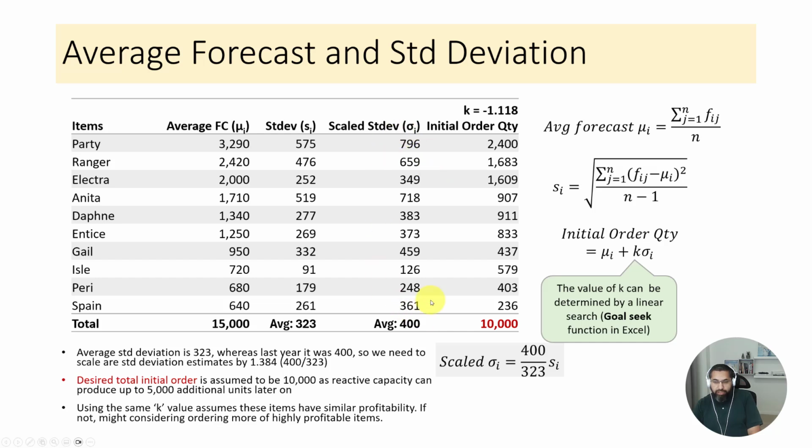So I rescale the standard deviations, and now after rescaling, when I take an average of this column, I get 400, which matches the historical standard deviation. Okay. Now that I have the average forecast and the standard deviations correctly scaled, I can figure out how much to order so that my total is 10,000.